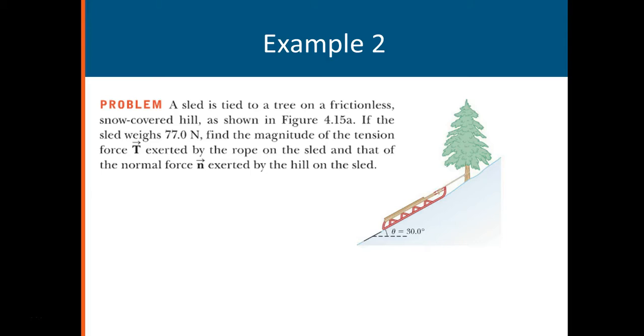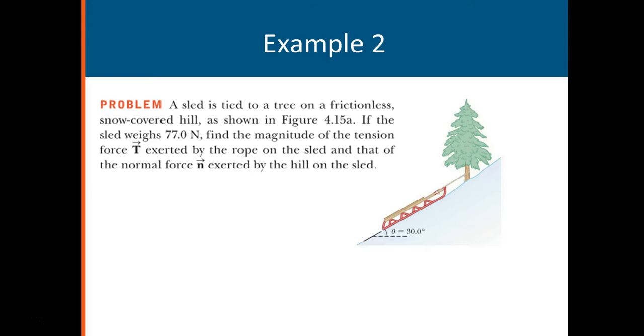So a sled is tied to a tree on a frictionless snow-covered hill, as shown in the picture. If the sled weighs 77 newtons, so I'm going to put the weight of the sled is 77 newtons. I'll put negative, right, because weight's negative. Find the magnitude of the tension force T exerted by the rope on the sled, and that of the normal force N exerted by the hill on the sled. Okay, so we're trying to find the normal force, and we're trying to find the tension.